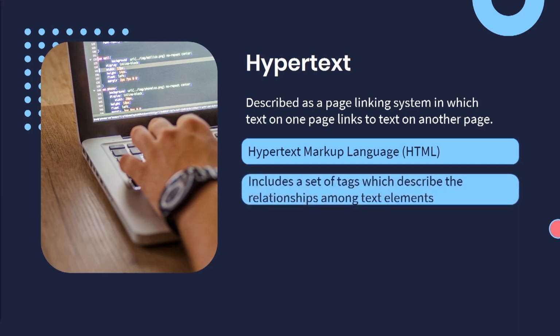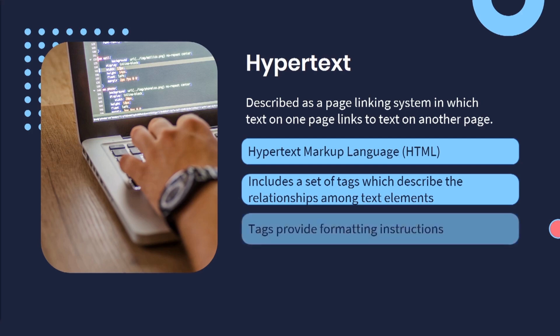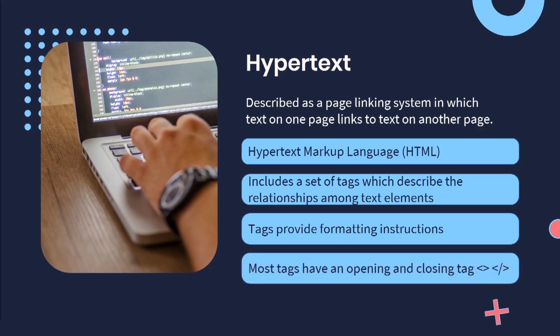And essentially, HTML documents include a set of tags which describe the relationship among elements. Now, an element could be something like a paragraph tag, a div container, a button, an input form. These are all elements of the web. And tags provide formatting instructions to the client so that they are rendered correctly in our browser, for example. And then lastly, most tags have an opening and a closing tag, and this is how we stipulate them. Now, not all tags have an opening and closing tag, but when we get into web development, I'll show you a couple of examples.